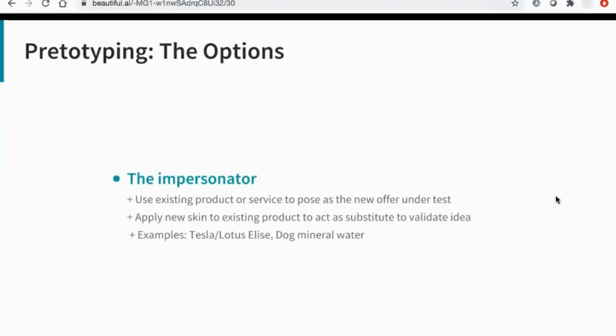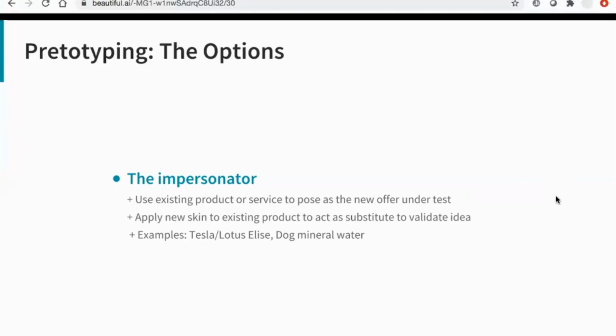And this is essentially when you use an existing product or service to pose as the new offer and then test to see if people want it. So you're applying a new skin or branding to a substitute, like a frame of an idea. So an example would be Tesla and Lotus Elise.